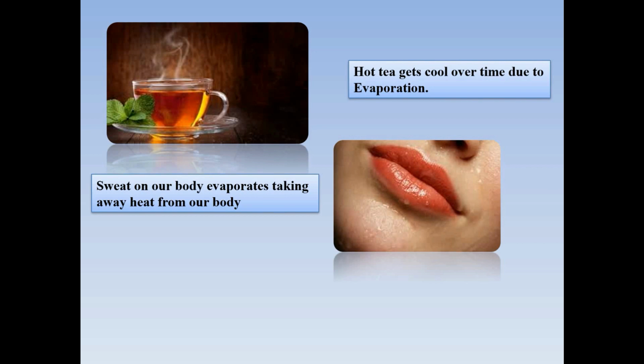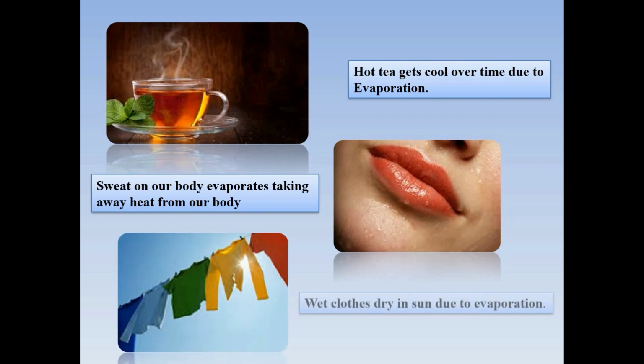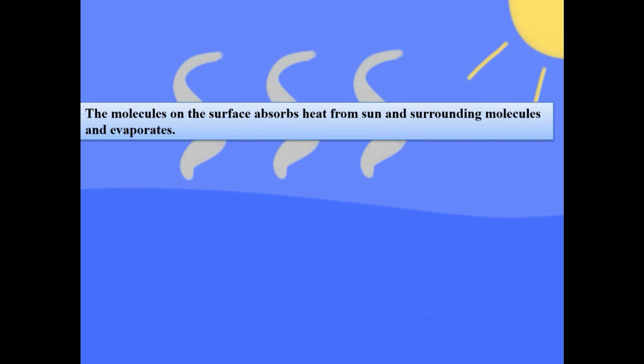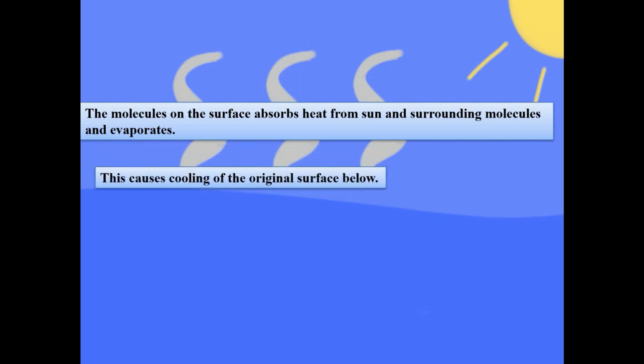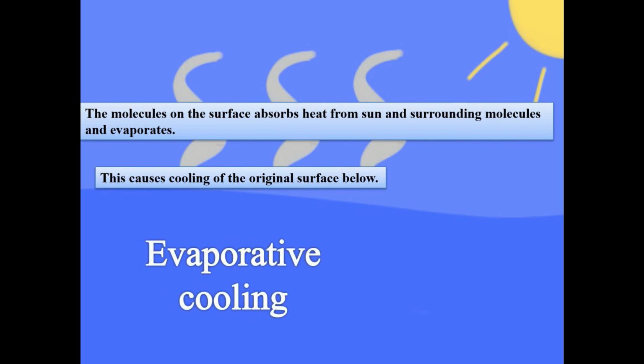Also, wet clothes dry so easily in the sun due to evaporation. It absorbs heat energy from the sun and evaporates. In evaporation, molecules on the surface absorb heat from the sun and surrounding molecules and get evaporated. This causes cooling of the original surface below. This phenomenon is called evaporative cooling.